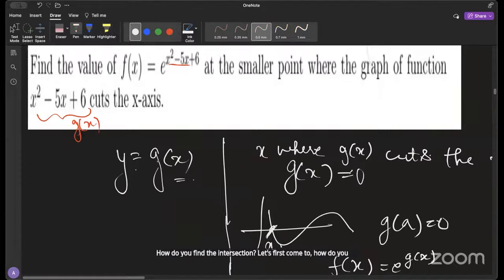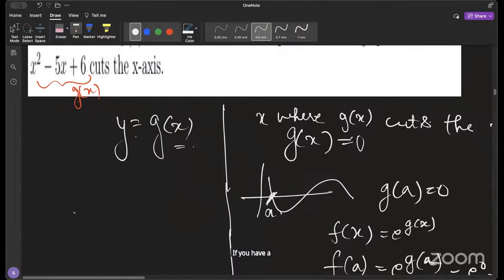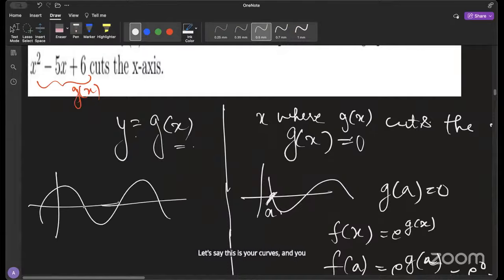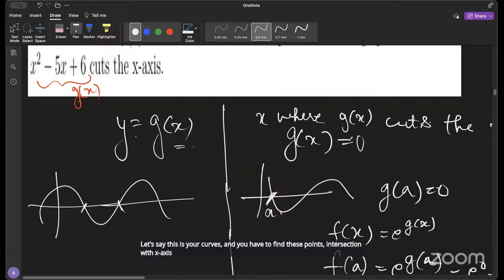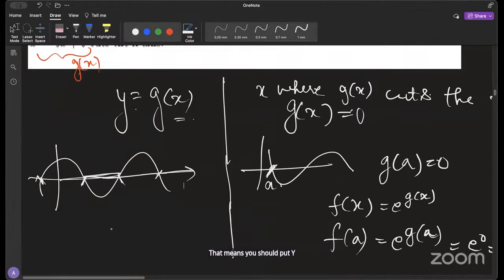How do you find the intersection of a curve with the x-axis? If you have a curve, let's say this is your curve, and you have to find these points. Intersection with the x-axis means these points. That means you have to find the point's value where your y should be 0, because you're on the x-axis. So you should put y equals 0 here. So you have to find the values of x where g(x) is equal to 0.